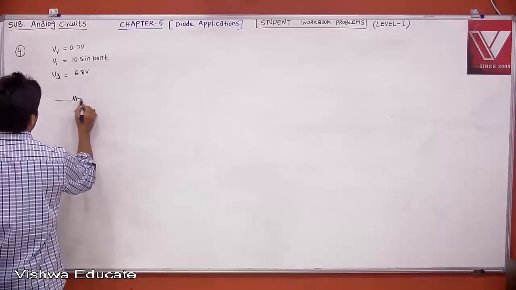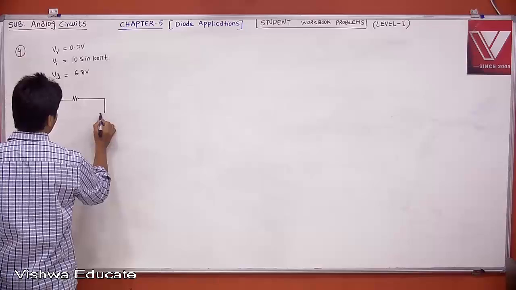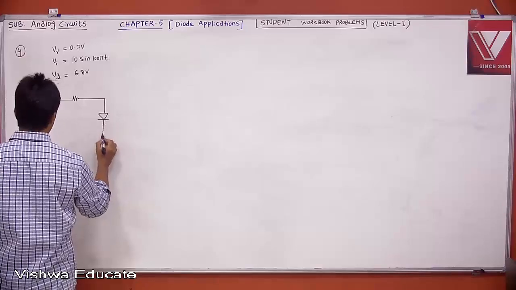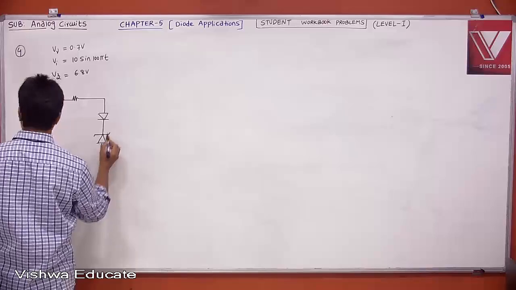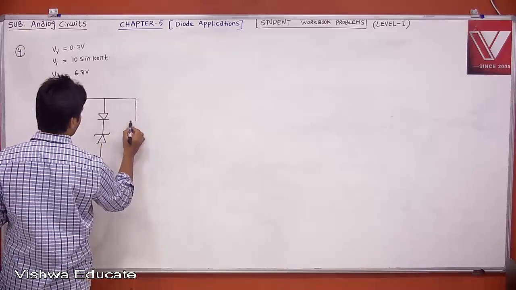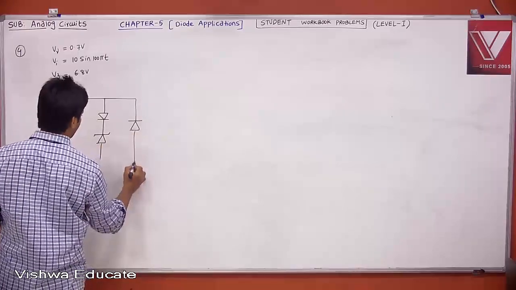Straightforward. Okay, this is your circuit, and this is your PN junction diode, and this is your Zener diode. It is a combination of a PN junction diode and a Zener diode.